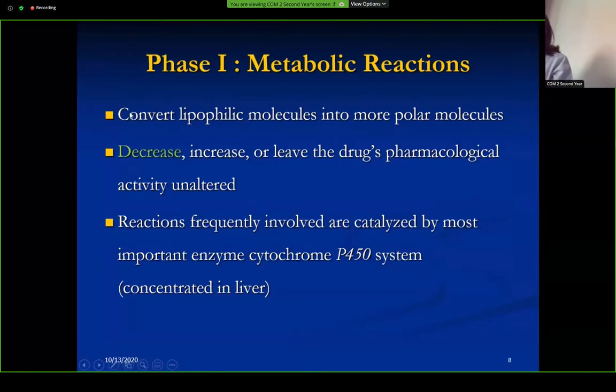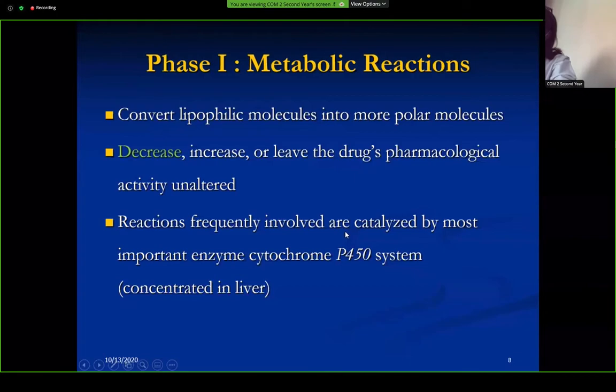Okay. Now let's talk about phase 1. Phase 1 will convert lipophilic molecules into more polar molecules. So remember that what we are aiming for is to make it more polar. Usually, I put it in green, we need to decrease the activity. But sometimes we have prodrugs, where we can increase the activity, or leave the drug's pharmacological activity unaltered. As we said, they can be excreted unaltered.